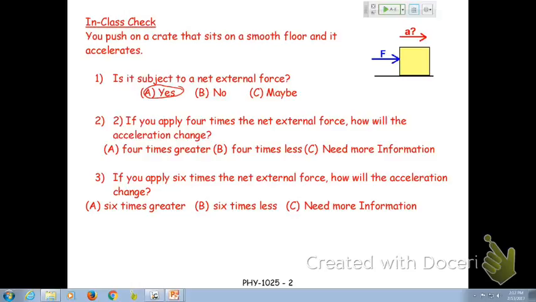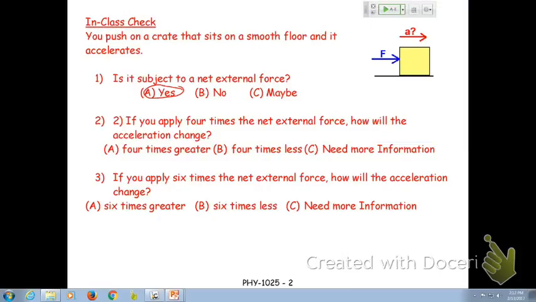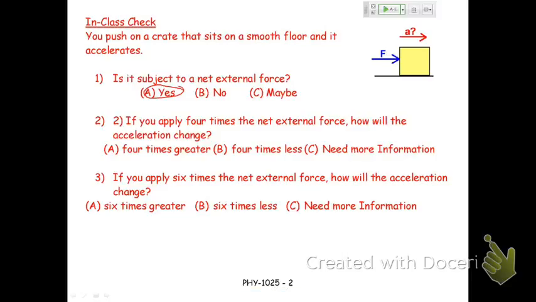Okay. So what's everybody saying this time? Vast majority of people are saying A. There's a person saying C, and the answer is A. Actually, yeah. If F net is equal to ma, and m doesn't change, there was nothing about m changing. If I double F, I double a. If I triple F, I triple a. If I 4 times F, I 4 times a. So yeah, 4 times greater.